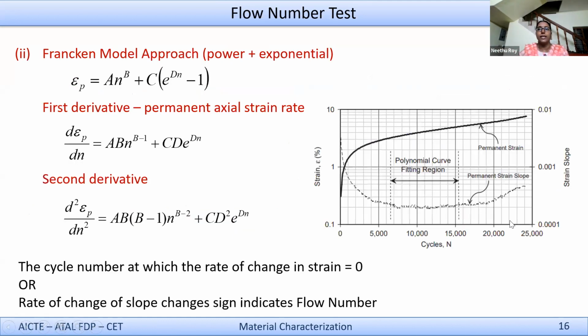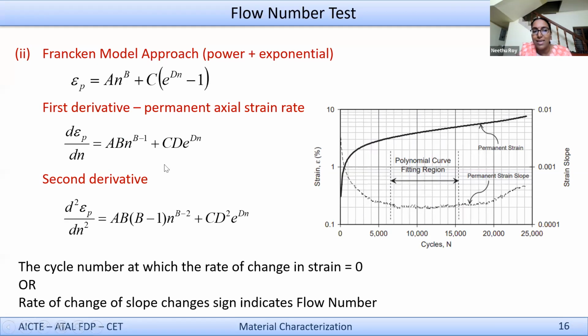And the second approach is that rather than smoothening the curve and trying to find it, you can fit some models to this data. So the Francken model is one such approach, wherein they essentially see that this 3-stage curve can be represented using a power model and an exponential model. Okay, so this is the typical model, with the first term indicating the power equation, and the second term indicating an exponential equation. A, B, C, D, etc. are the coefficients. So you can just fit it.